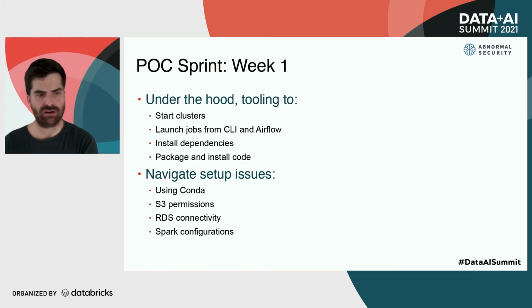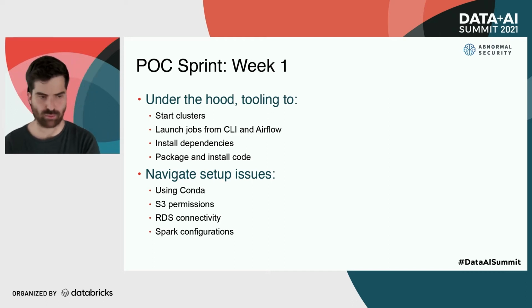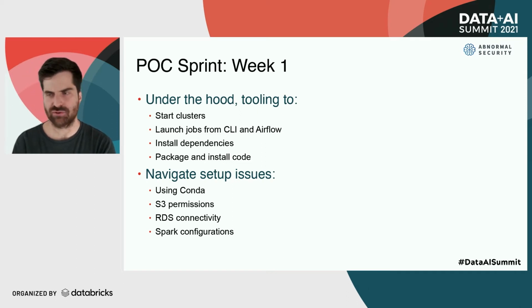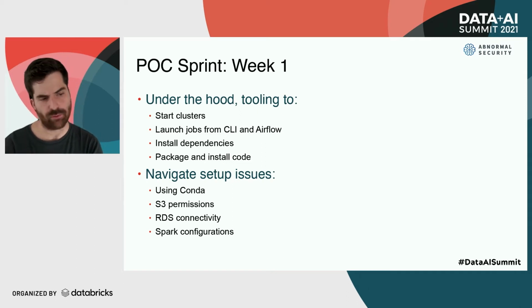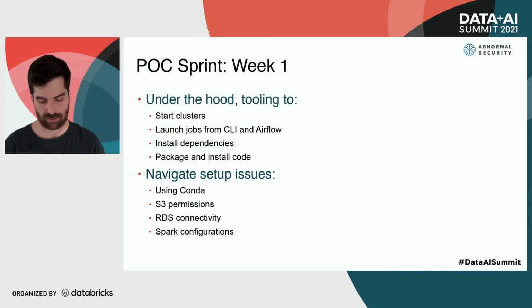And then we navigated a few setup issues that weren't terrible, but were probably expected. Like using Conda, we had to make sure that for the experiment we wanted to run, all the right Conda dependencies were installed on the cluster. We ran into a few IAM issues with S3, just making sure that Databricks had the right access to our buckets and our data. And then figuring out connectivity to RDS from the Databricks VPC and how to translate Spark configurations that we had set up on EMR to use them on Databricks.